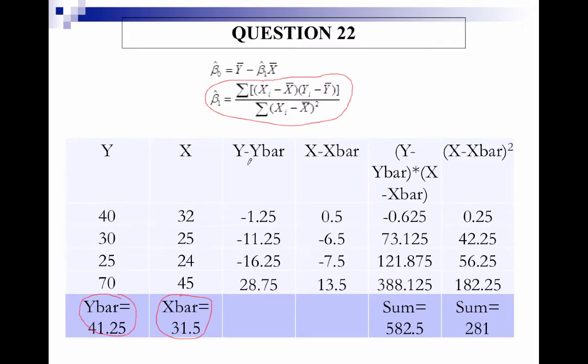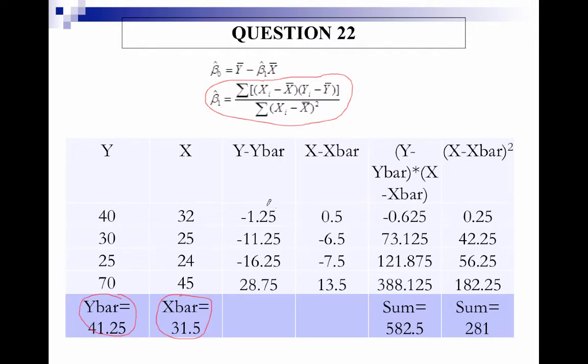And then we create a column y minus y bar and a column x minus x bar, where we're simply taking deviations from the mean. So for the first observation, it's 40 minus 41.25. For the second one, it's 30 minus 41.25, and so on. Now, as a check, we can take the sum of this column, and it should always be 0 or approximately 0. If it's not exactly 0, it's likely due to rounding, but it should be very close to 0. We do the same thing with x minus x bar, 32 minus 31.5, and so on, and the sum of that as a check should be equal to 0.